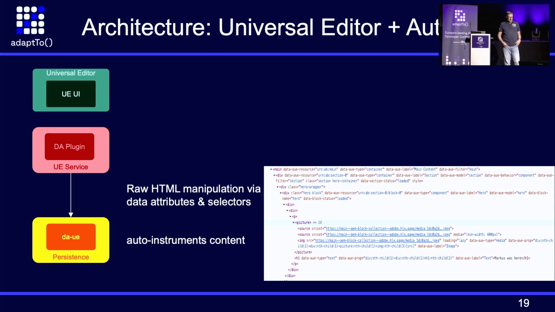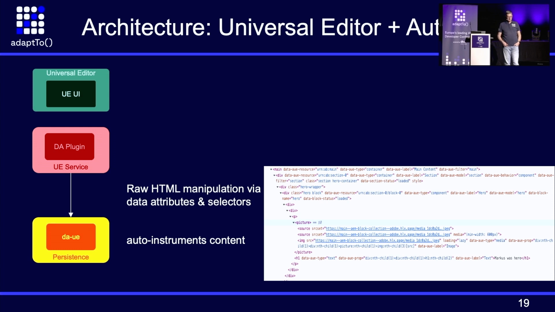What DA UE does for the universal editor is it basically takes the Edge Delivery HTML, so the same HTML which is used on the Edge Delivery website. It's the same semantic structure HTML, there's nothing different here. And it automatically instruments it with the tags and the selectors needed for the universal editor, because the universal editor itself only operates on the content which is actually rendered in the editor frame. It doesn't do any extra calls, nothing. It can only see and interact with what is actually on the page and what is instrumented.